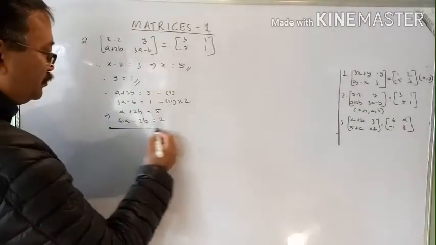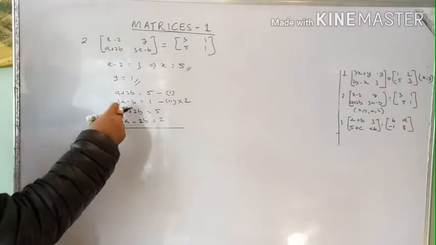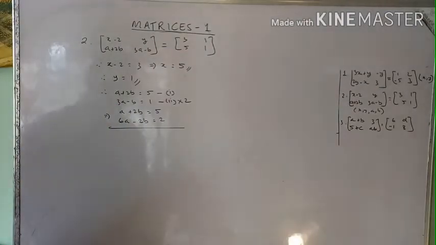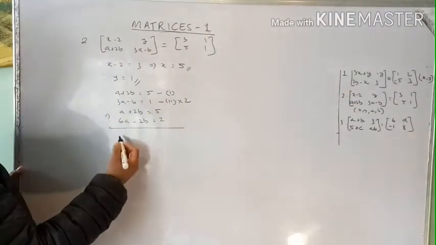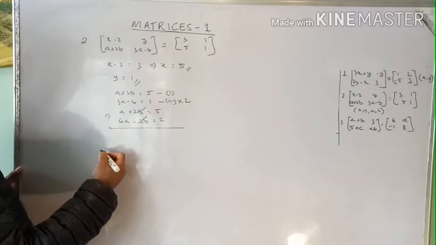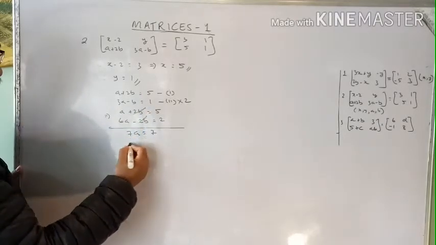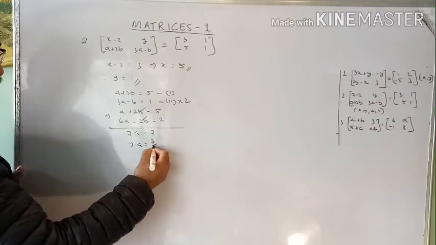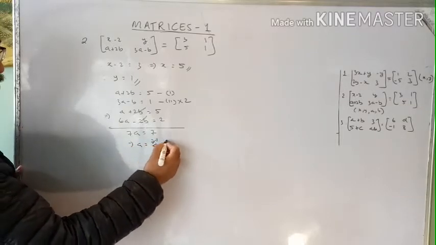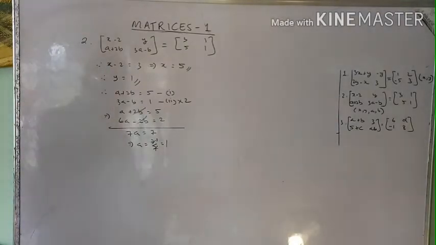Now, since the signs are already opposite, we add. We don't need to change the sign. So 2b and minus 2b get cancelled. 6a plus a will be 7a equal to 5 plus 2 will be 7. This implies a equal to 7 by 7, that is 1. Okay, the value of a is found.